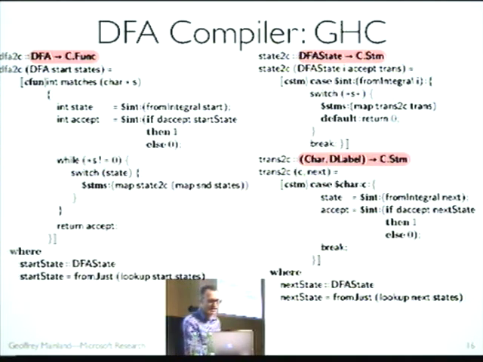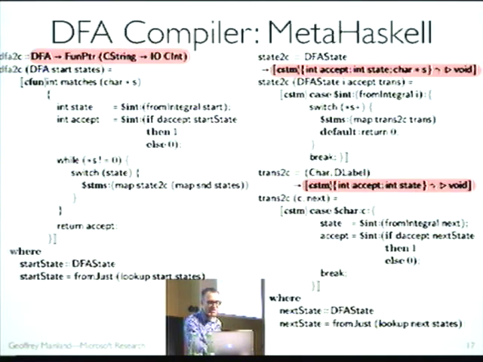So let me get to the punchline here. Here's the GHC version. I'm going to show you the MetaHaskell version. So notice the change here on the function type. We actually get a fun pointer back. It says this is a C function pointer, and it has the correct type that we expect our function to have when we write it. So it's actually a function from string to int, to tell us when we pass it a string whether or not it matches our regular expression.